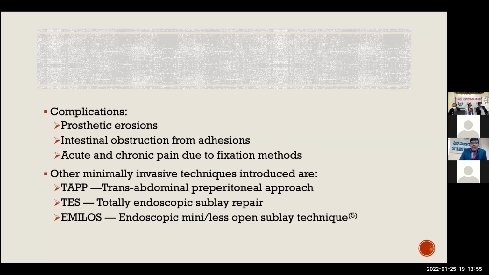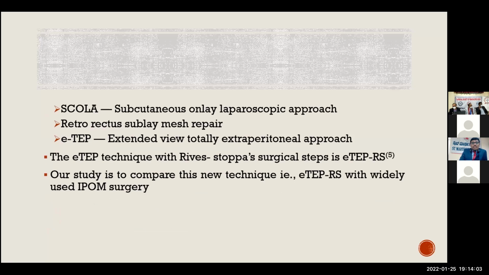In order to avoid these complications of IPOM, other minimally invasive techniques such as transabdominal preperitoneal approach, totally endoscopic sublay repair, MILOS, SCOLA, and eTEP were introduced. Among these techniques, eTEP seems to be gaining popularity these days. When eTEP technique is combined with the Rives-Stoppa surgical steps, it is called eTEP-RS. Now, our study is to compare this new technique, the eTEP-RS, with the widely used IPOM surgery.